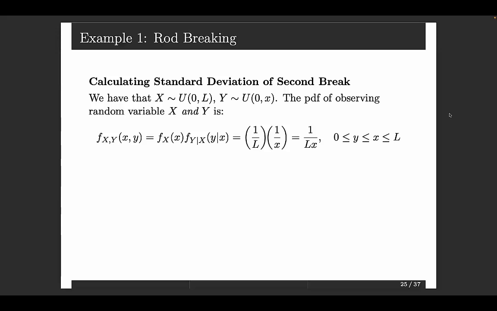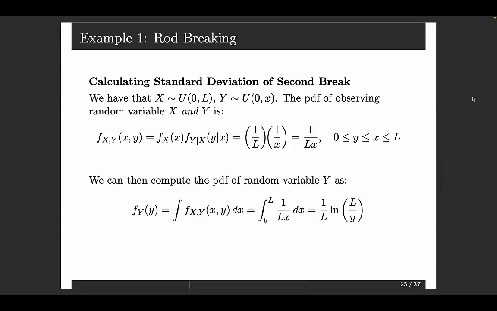We know what those functions are, and the total is 1 over L x, where we have the inequality that 0 is less than or equal to y, less than or equal to x, less than or equal to capital L. We can now compute the PDF of the random variable y by integrating f of x, y dx. In this case, we know that x is bounded between y and capital L, so that gives us the limits of integration. If we evaluate this integral, we arrive at 1 over L times natural log of L over y.